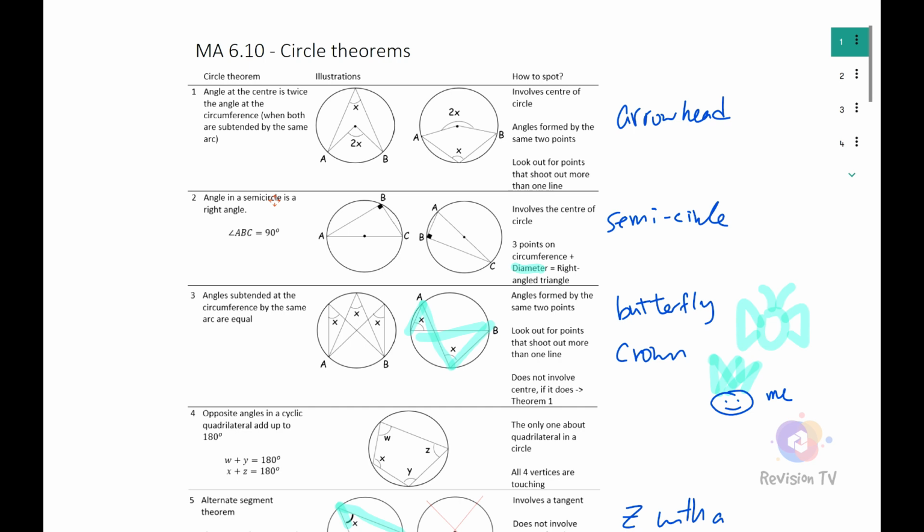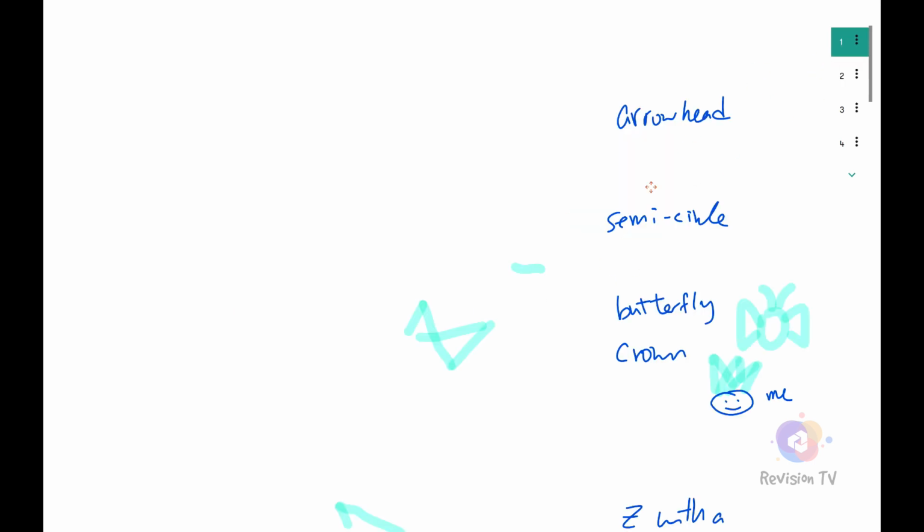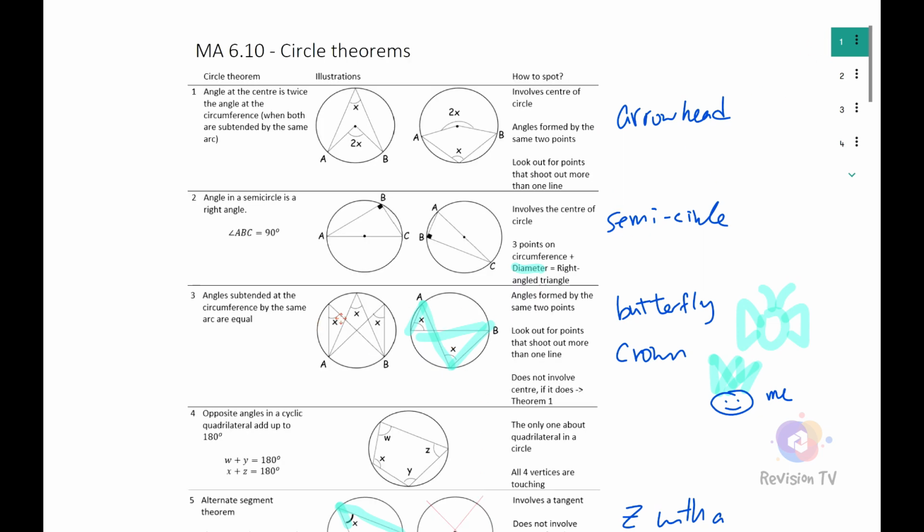Nothing good comes easy. So if you want to be good at it, you have to spend your time and effort on it. So there are a few more tips before we move on to examples, helping you spot circle theorems. The first one is look out for clues to spot which ones are relevant. Like these ones, for example, if you see a butterfly or a crown, it's something to do with angles subtended at the circumference by the same arc. Or if you see a diameter, maybe think about any triangle, think about a right angle.